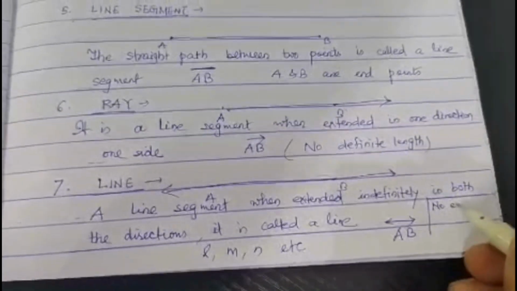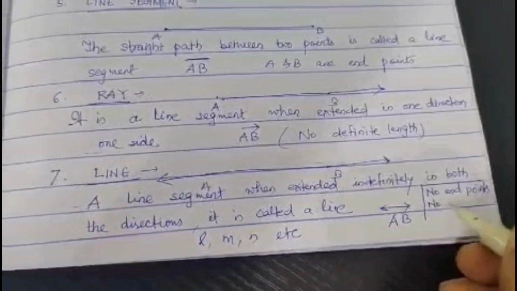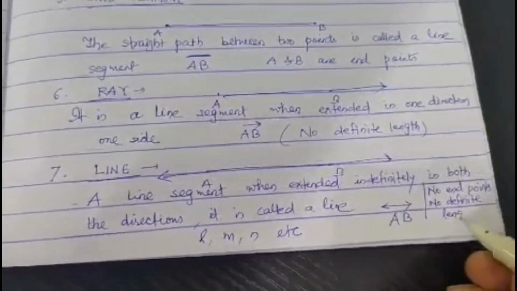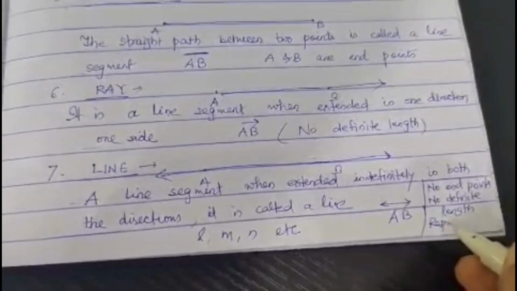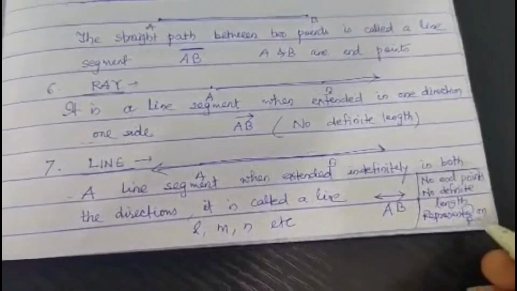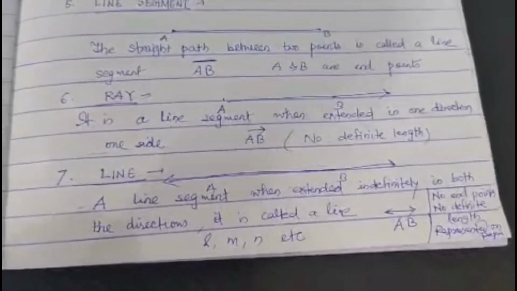So a line has no endpoints and no definite length. It cannot be drawn on the paper, it can only be represented on paper, because you can see it is indefinite in both the directions.